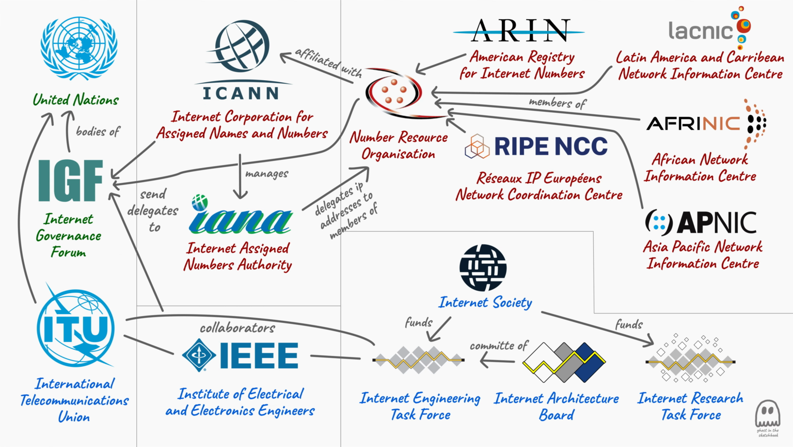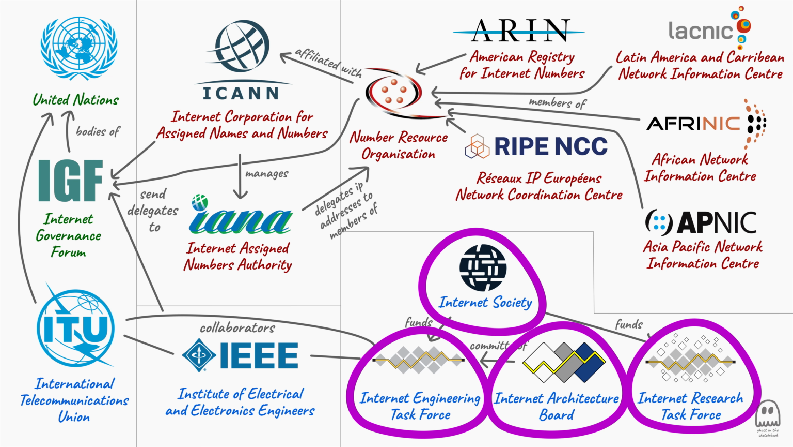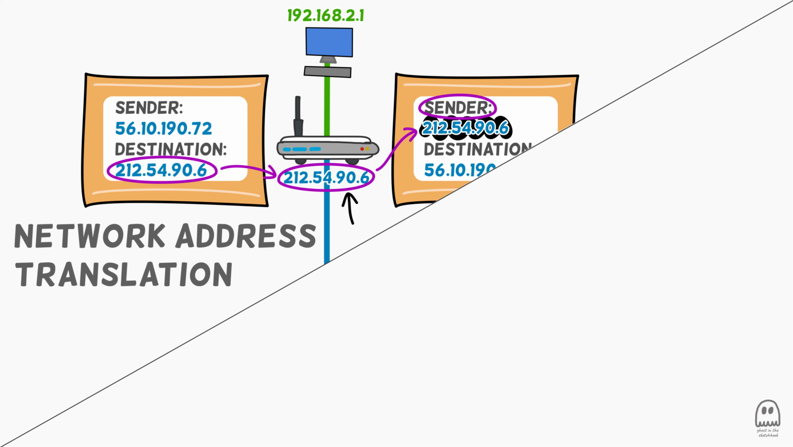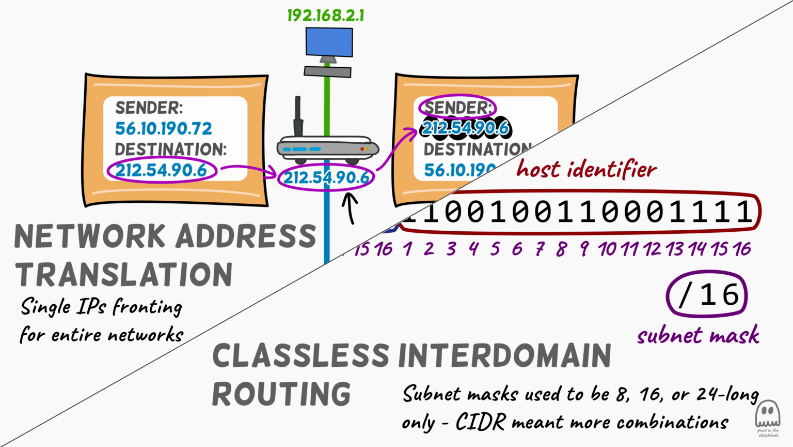Going back to the internet's governance, this is what organisations supported by the Internet Society do. It was the Internet Engineering Task Force, supported by the Internet Research Task Force and overseen by the Internet Architecture Board, that proposed the solutions to IP address exhaustion. In particular, the network address translation we saw earlier, allowing a single IP address to effectively represent an entire private network, and allowing subnet masks to be of variable length, allowing more addresses to be squeezed from the same block.